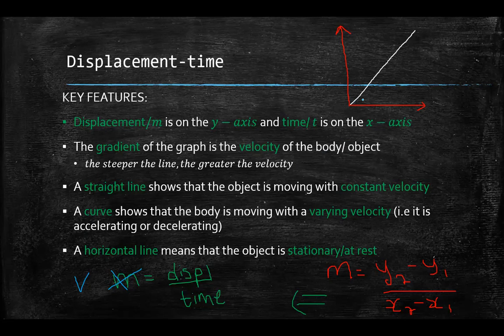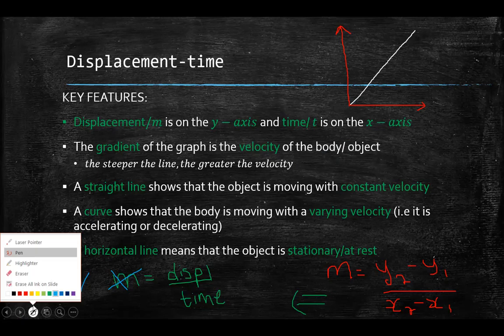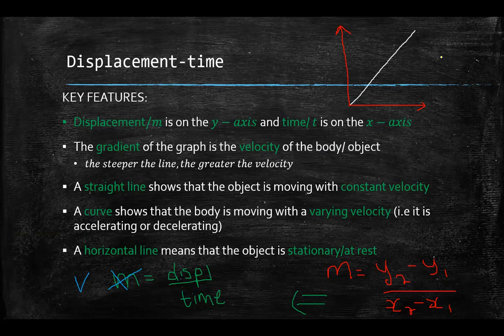Straight line, gradient is constant. My gradient is velocity. What does that mean? Velocity is constant. Let me just write that out because I know some people learn differently.